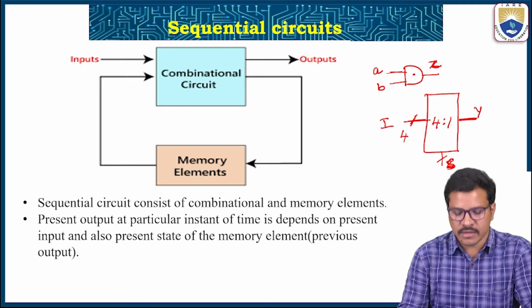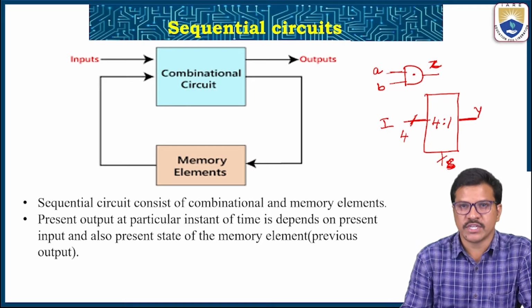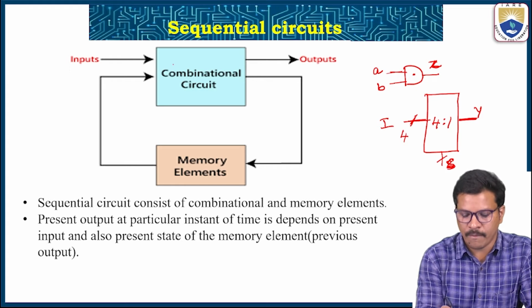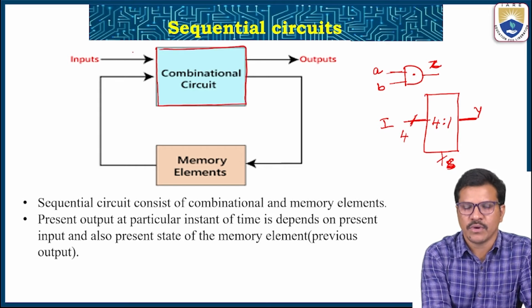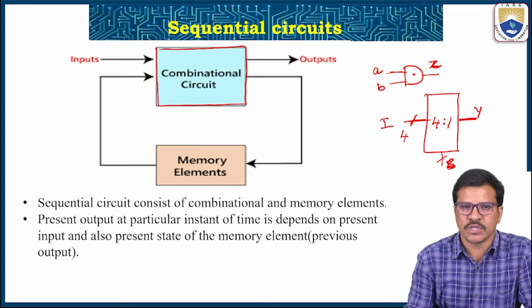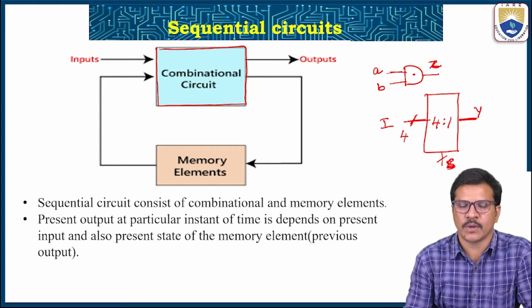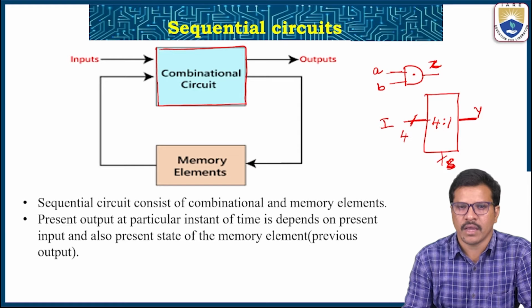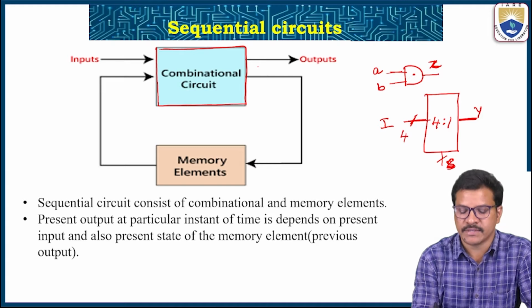As we can see here in the sequential circuit block diagram, this is nothing but combinational circuits in the sequential circuits. So if you see any sequential circuit, it consists of combinational circuits like gates, and sometimes we use decoders, some kind of combinational circuits, along with the memory elements.